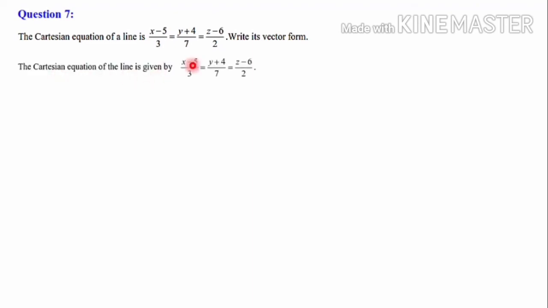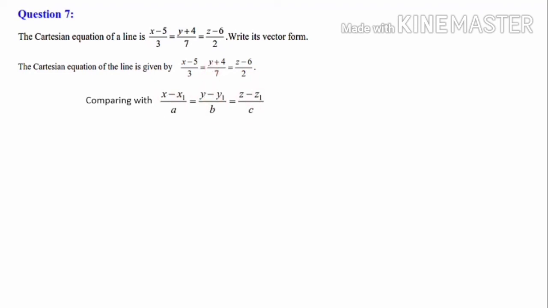Next we shall discuss question number 7. The question is, the Cartesian equation of a line is x minus 5 by 3 equal to y plus 4 by 7 equal to z minus 6 by 2. Write its vector form. While going through the question itself, it is quite clear. This is in the form x minus x1 by a equal to y minus y1 by b equal to z minus z1 by c, that is the point parallel form. You have to write its vector form, that means r is equal to vector a plus lambda into vector b. Here the Cartesian equation is given, x minus 5 by 3, y plus 4 by 7 equal to z minus 6 by 2. Comparing with the general form x minus x1 by a, y minus y1 by b equal to z minus z1 by c.